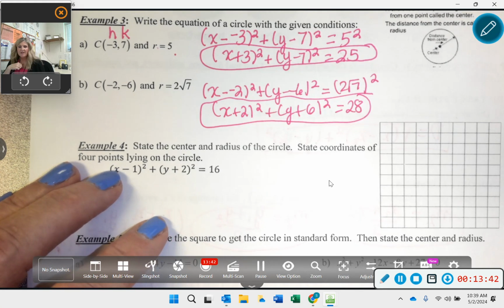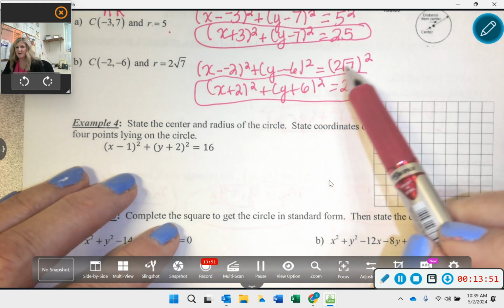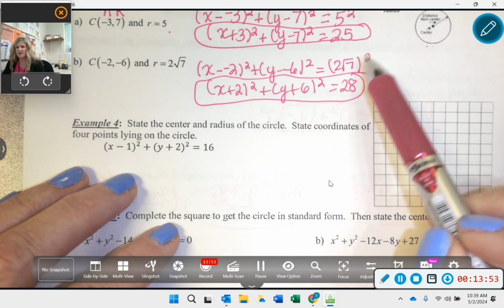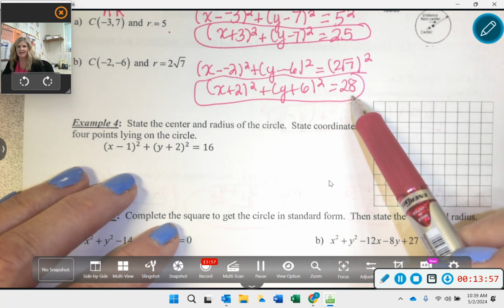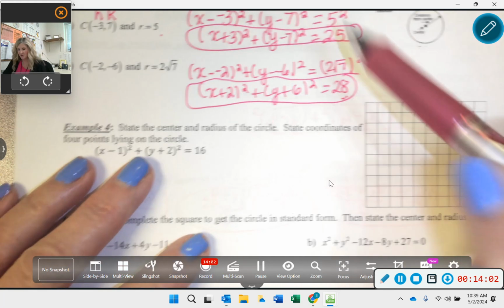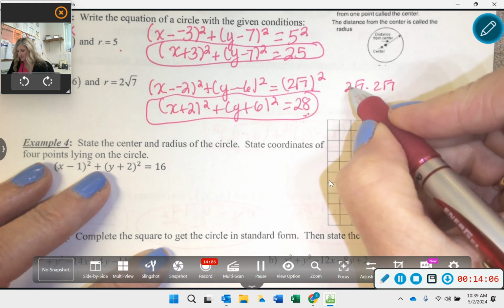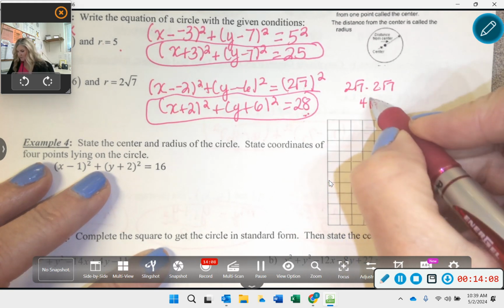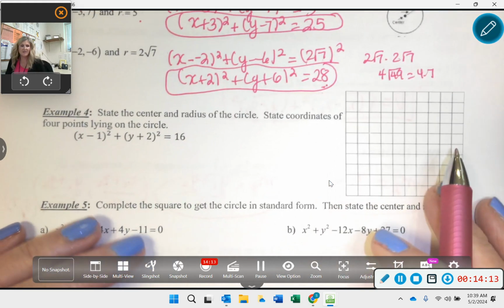Okay, want to be quick with it? You should have it by now. Did you get it right? Do you guys know how to square 2√7? You had to square the 2. 2 squared is 4. √7 squared is 7. So 4 times 7 is 28. That's how we got that number there. You could also do 2√7 times 2√7 to square it. 2 times 2 is 4, √49, 4 times 7, 28.